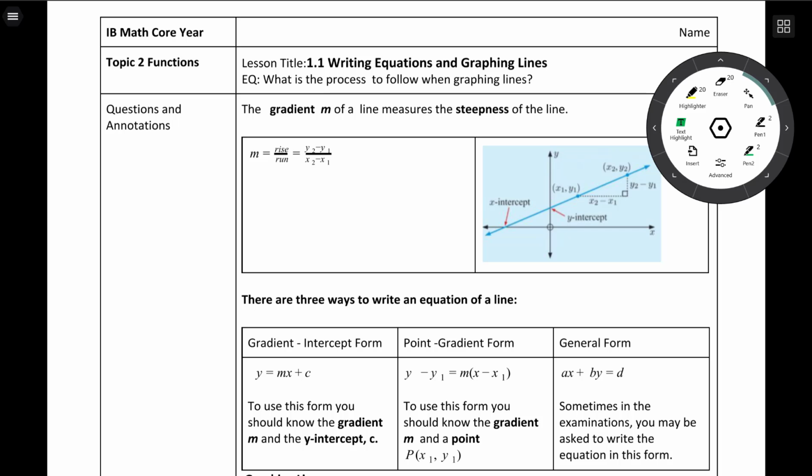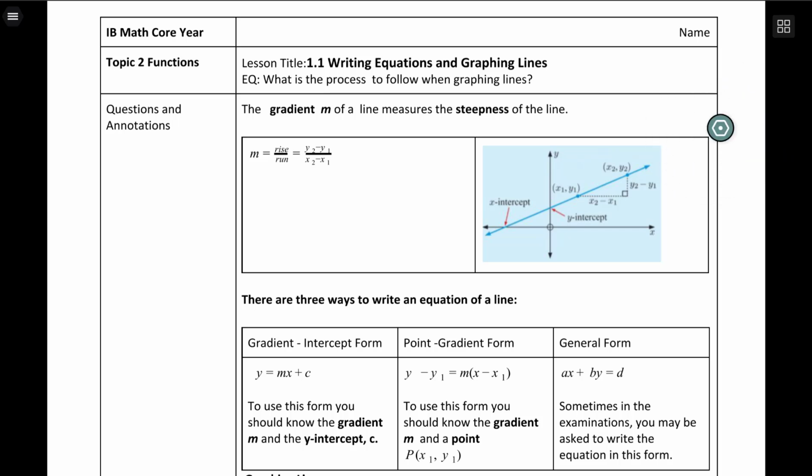Hey everybody, I wanted to go over the 1.1 lesson with you guys again real quick, as quick as possible, just so that way you guys have a better grasp of what's really expected of you and how to work with all these different equations of lines.